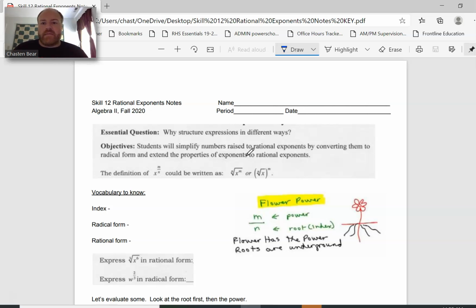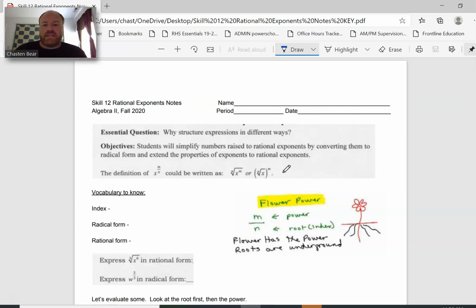But anyway, I am making the video for Skill 12, which is about rational exponents. What we're going to do is talk about what these mean and how we translate between the rational version and the radical version. You may remember the last lesson, Skill 11, was about simplifying radicals. So we're going to connect the idea of rational exponents to radicals.